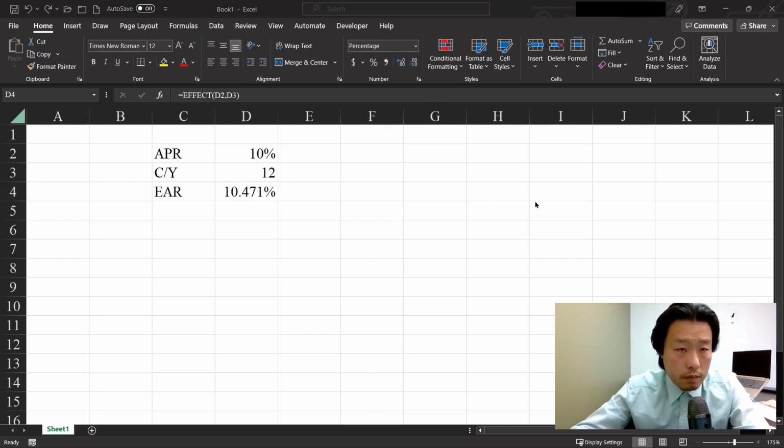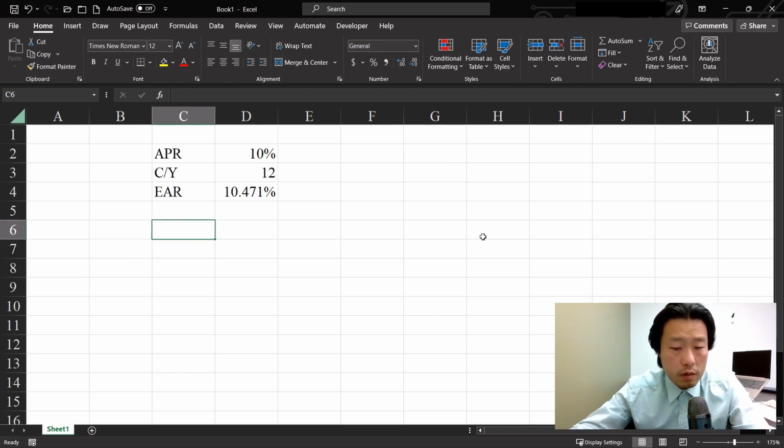Notice that the 10% APR compounded 12 times a year is equivalent to the EAR of 10.471%. Notice that the EAR is higher than the APR.